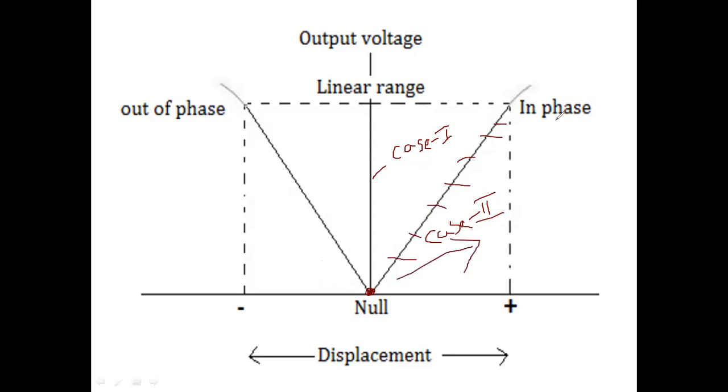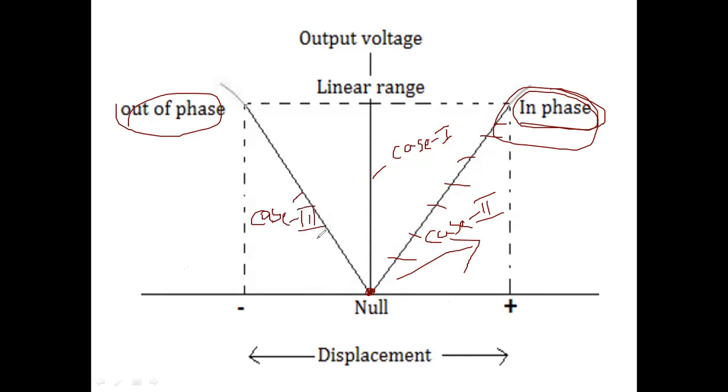When we shift, in case 2 we are going to get a positive output, which means in phase; we are going to call that one. If it is negative, that is called out of phase. If the displacement is shifted to the right side, we are going to get the answer in negative. That is called case 3.